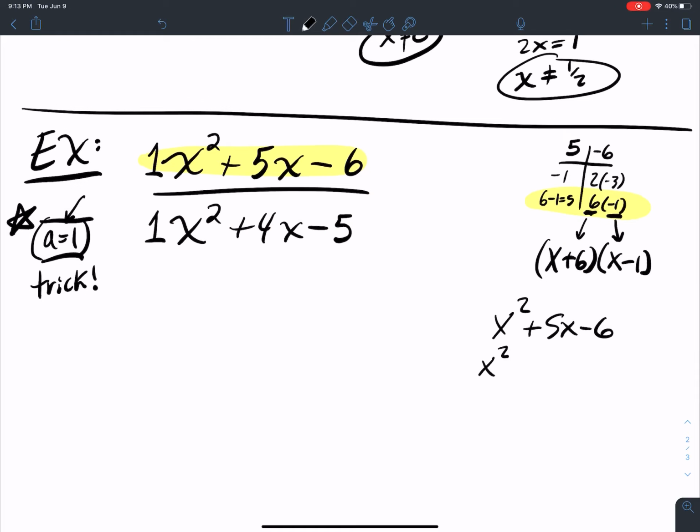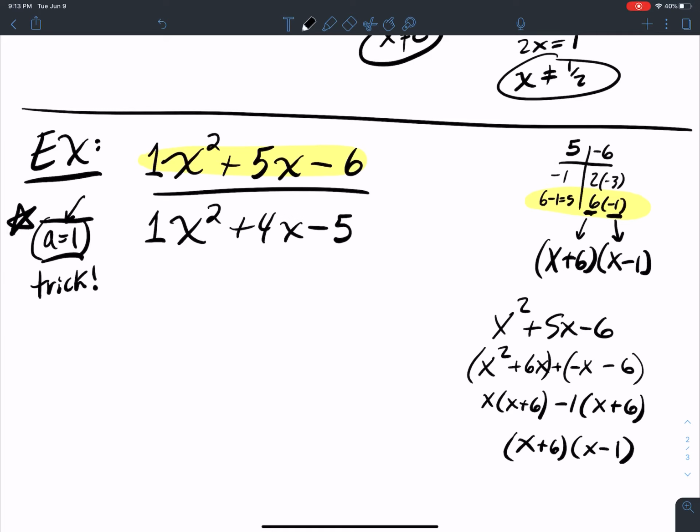You could do x squared plus the 6x minus the x minus the 6. GCF, factored by grouping: x plus 6, and then pull out the -1, x plus 6, then x plus 6 times x minus 1. Lo and behold, it's the exact same thing. So if you're like me and you like to do the same thing every time, this always works, no matter if it's 1, 2, 3, 4, whatever's in front.